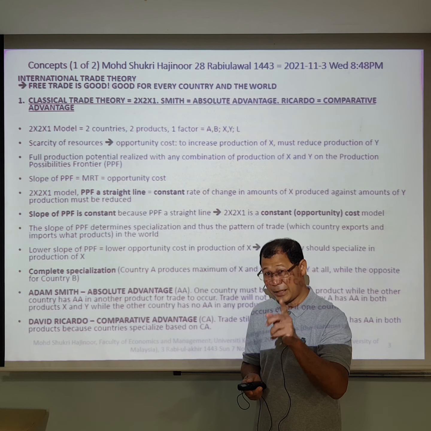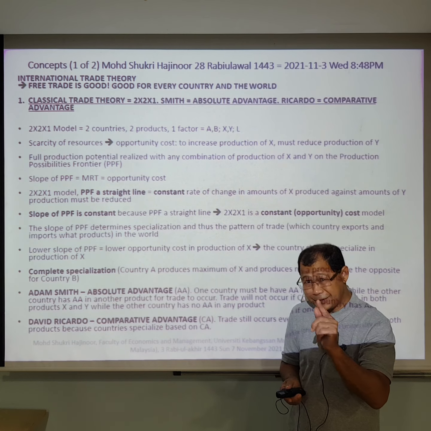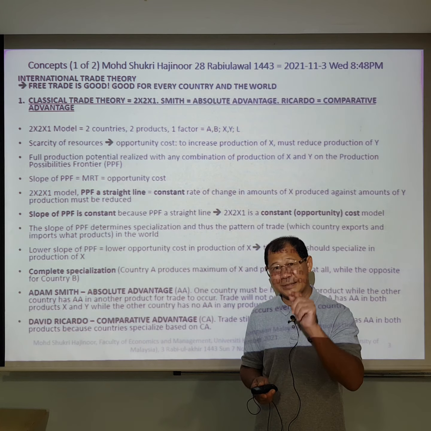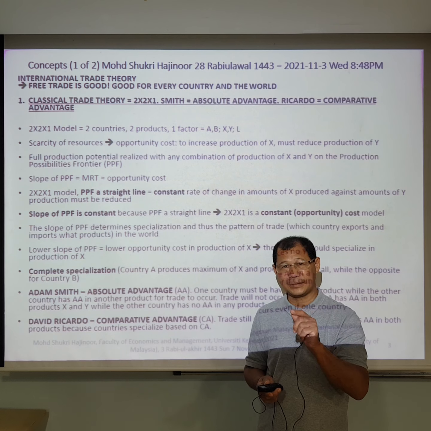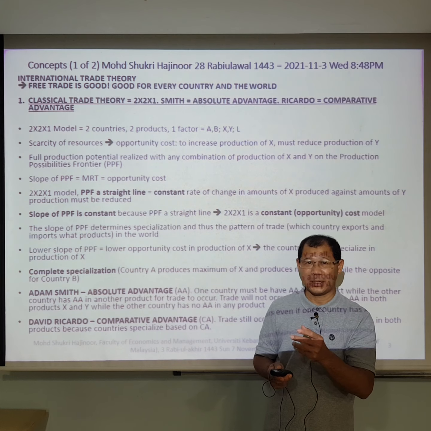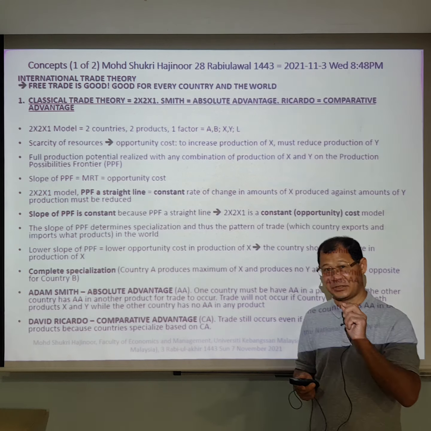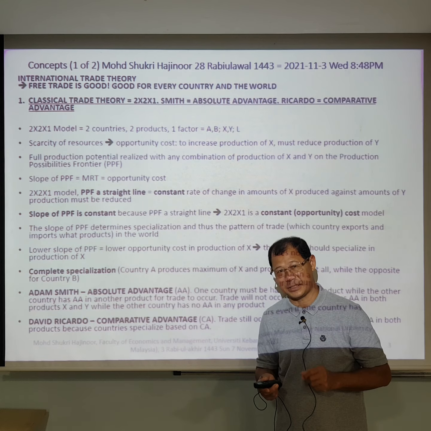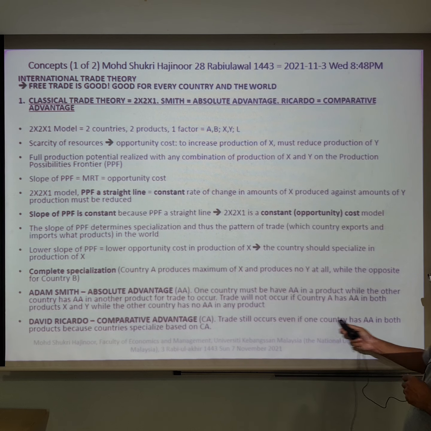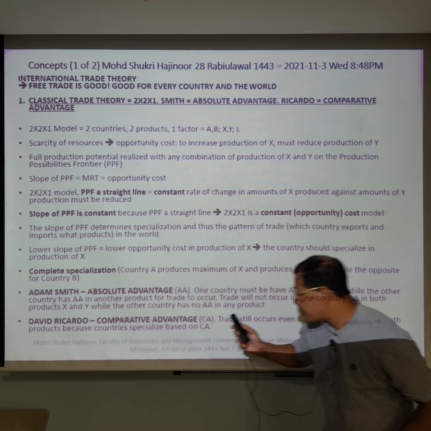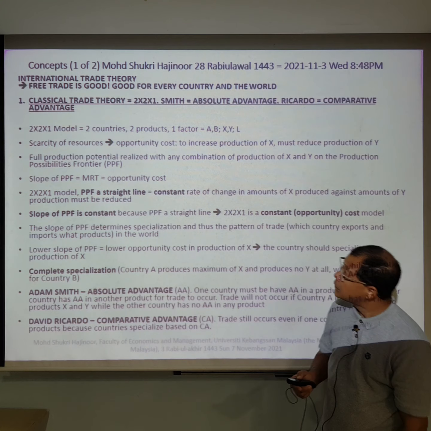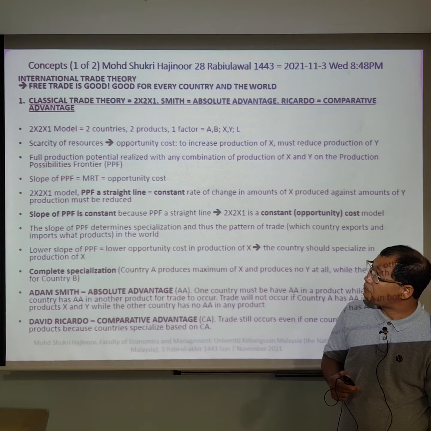I'm going to show you that even though country A has absolute advantage in both products, trade still will occur, because it's not the absolute advantage that we should be looking at here, but rather the relative comparative advantage between the two countries in the production of the goods. So trade still occurs even if one country has absolute advantage in both products, because countries specialize based on comparative advantage. So that's page number 1.